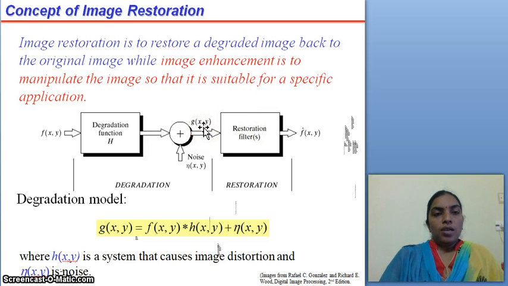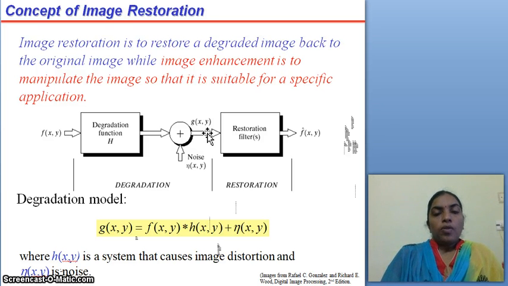How is it degraded? Based on two factors: one is the noise, another one is the degradation function. Observe this one more block diagram attached to this one, which gives the information on what basis g of x comma y is obtained. One input image is degraded by this degradation function h, then certain noise is added to that image, then you get this g of x comma y.